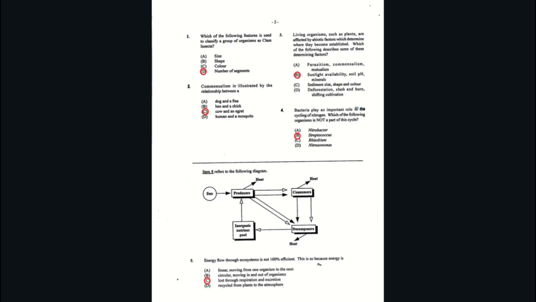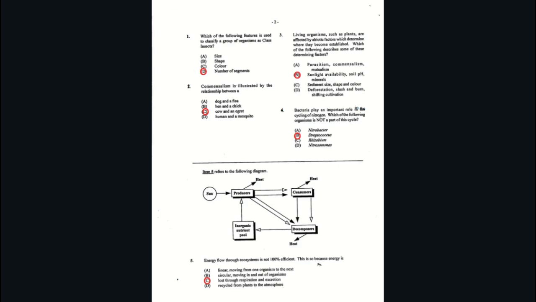So D is the correct answer, number of segments. Number two says commensalism is illustrated by the relationship between A, dog and a flea, B, hen and a chick, C, cow and an egret, and D, human and a mosquito, right? And the correct answer is C.